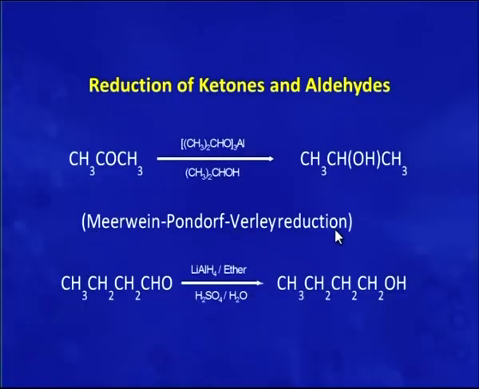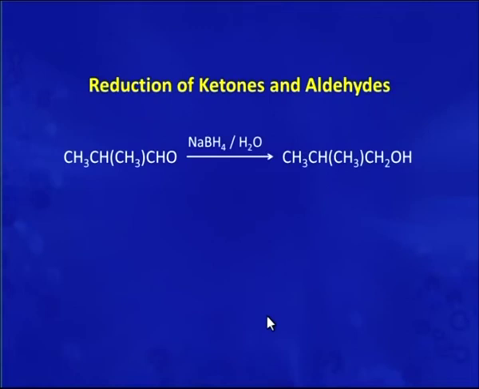For example, this is the example of Meerwein-Ponndorf-Verley reduction, in which acetone molecule is reduced to 2-propanol. The reducing agent used here is aluminum isopropoxide in presence of isopropanol. In the second case, we are using butanal, an aldehyde which upon reduction forms normal butanol. The reducing agent used here is lithium aluminum hydride followed by acidic hydrolysis. In this example we are taking up, it is 2-methyl propanal which upon reduction with sodium borohydride forms a primary alcohol.